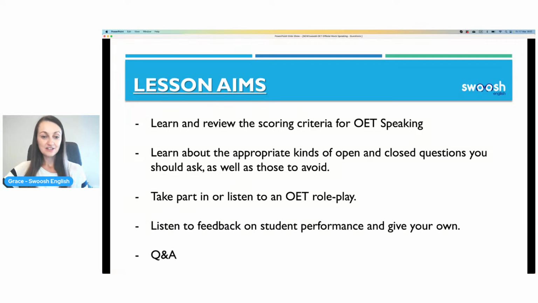You'll then get to listen to the feedback for the student who completes the role play and also give your own feedback. So this is a great opportunity for you to get some ideas and to see how to do the role play. And then if we have time at the end, we will do some questions.